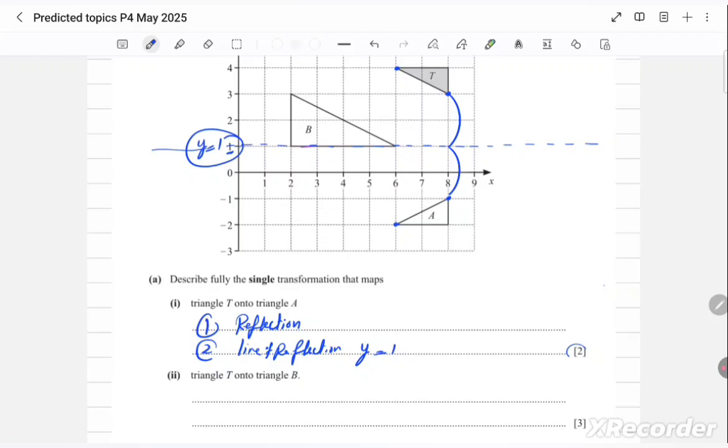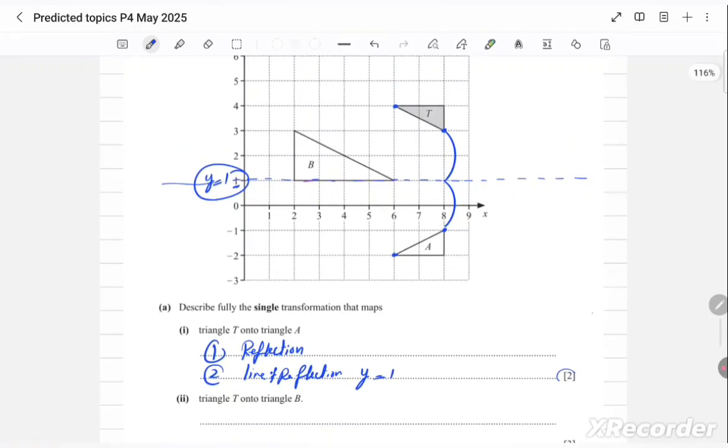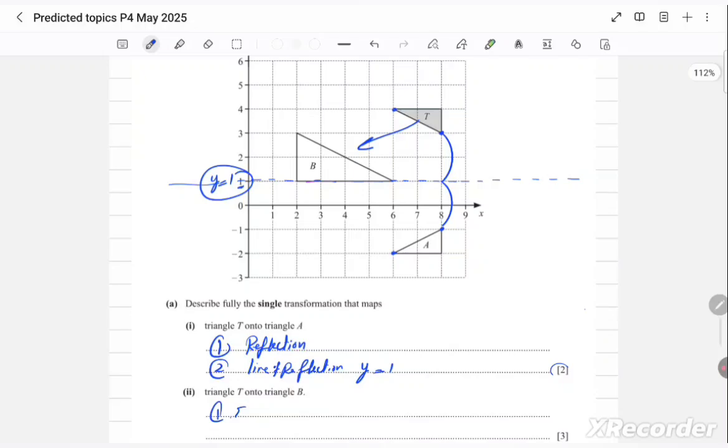We have rotation, reflection, translation, and enlargement. Okay, next one, triangle T onto B. So from T to B, what happened? Oh, the size is different now. So this one is enlargement.